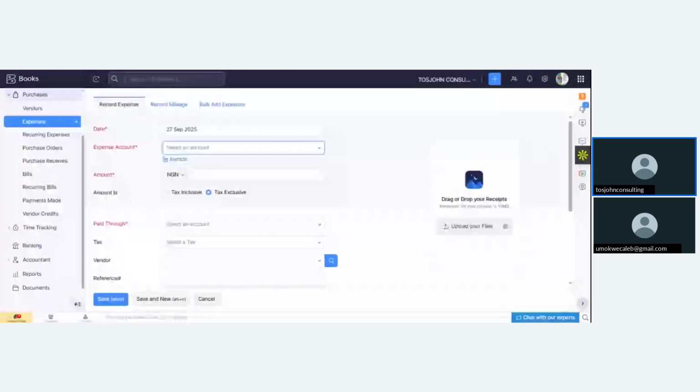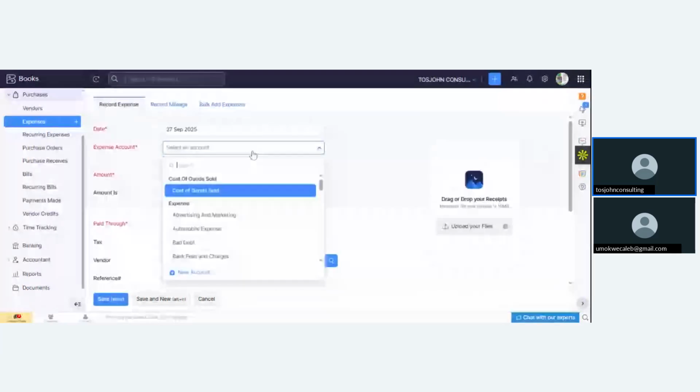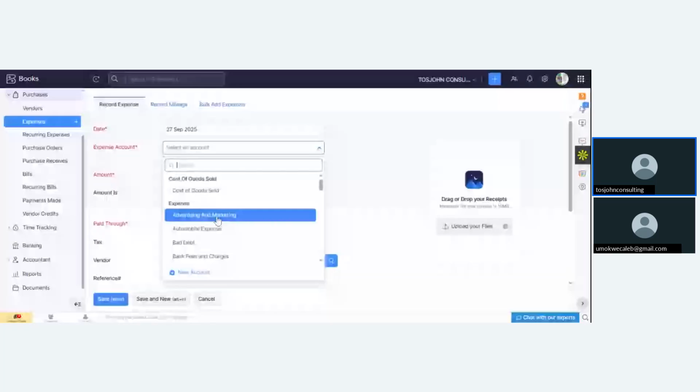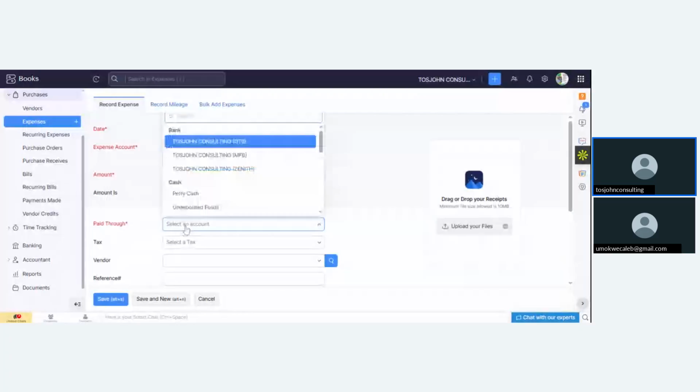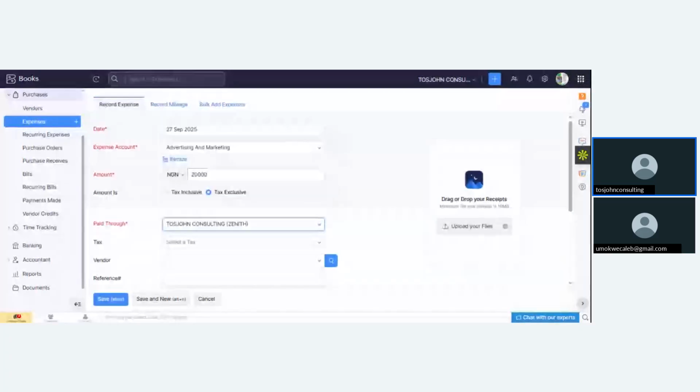You see the expenses account, right? You choose the expenses that you want to post to, advertising and marketing. You choose it, right? Then you put the amount, put your normal amount here that you are posting for. Then you select the account you are paying from, which bank. You have set up your bank account, you can choose it. That's where the money is going out from, right?